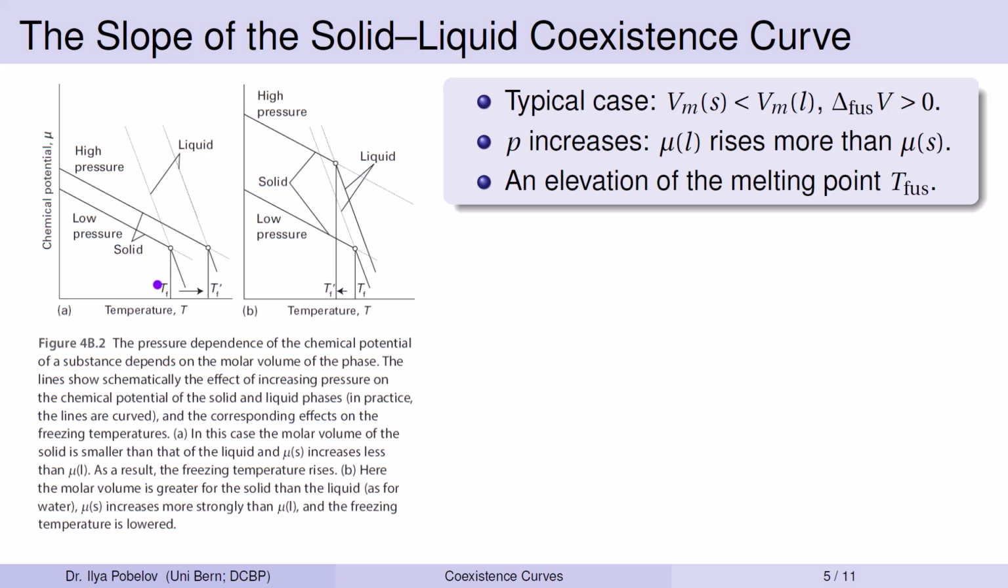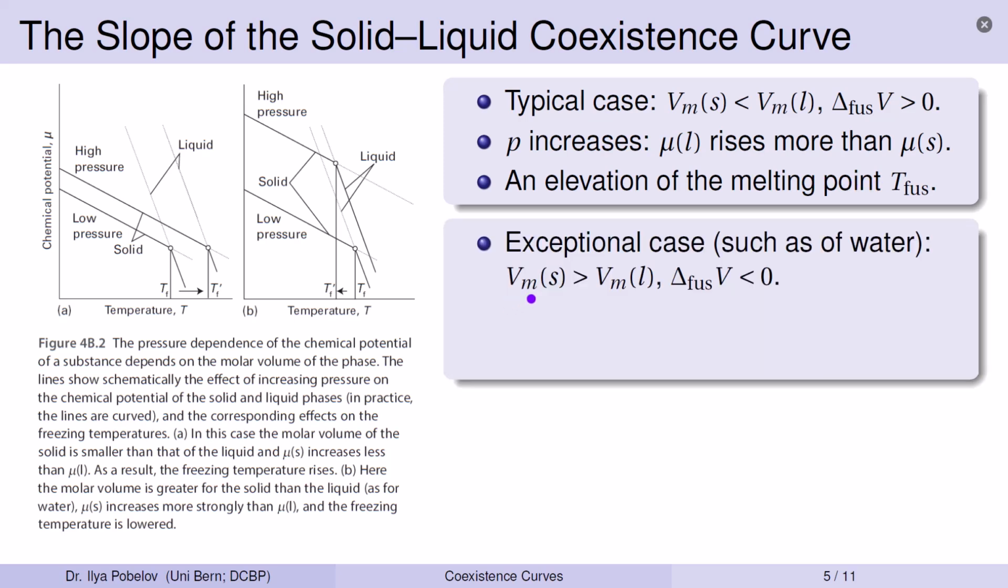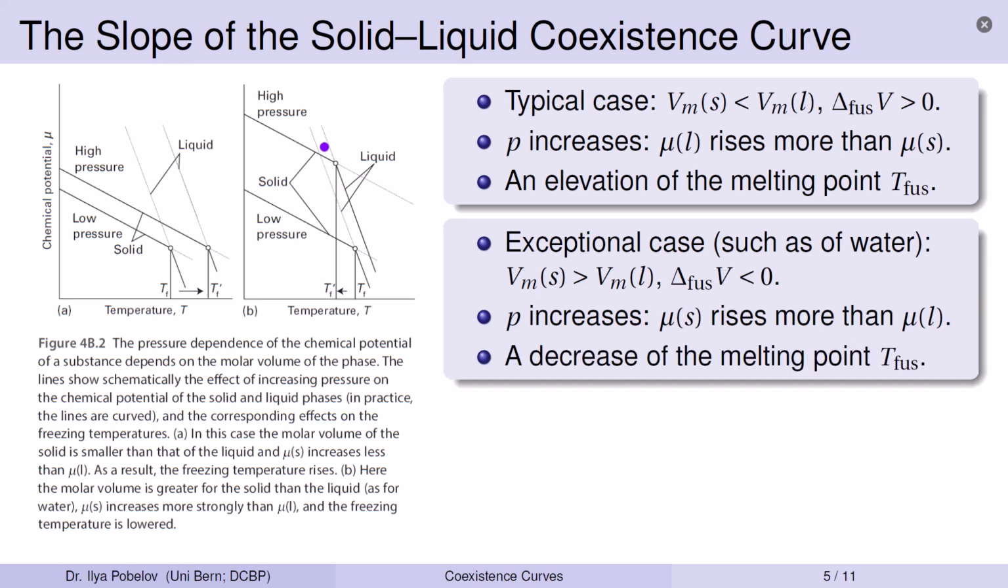Figure A explains that this divergence results in a slight shift of the point of their intersection, corresponding to the melting point, to higher values. Now, consider the exceptional case, such as of water, where the molar volume of the solid is higher than the molar volume of the liquid. When pressure increases, the chemical potential of the solid phase of water rises more than for its liquid phase. Consequently, the melting point decreases slightly as depicted in Figure B.